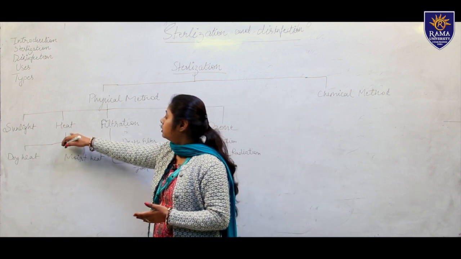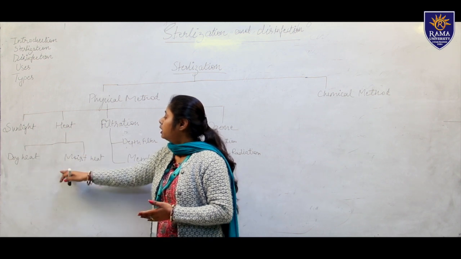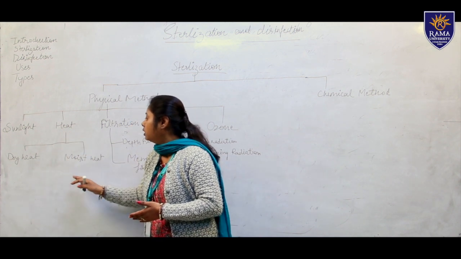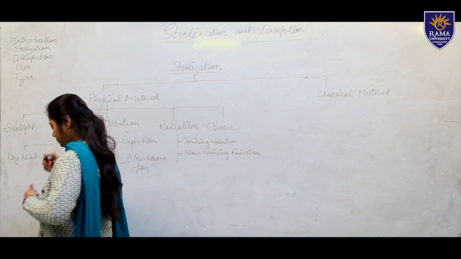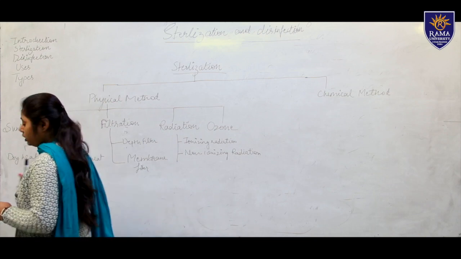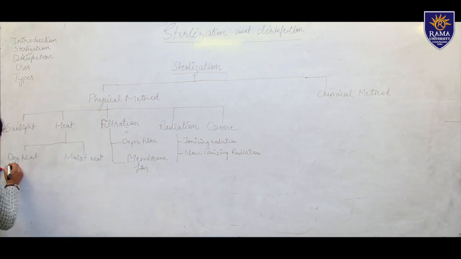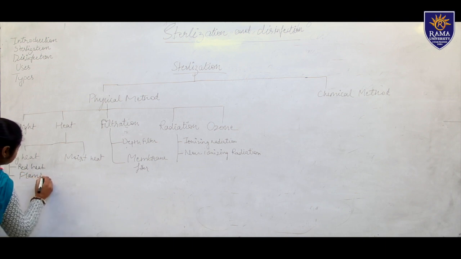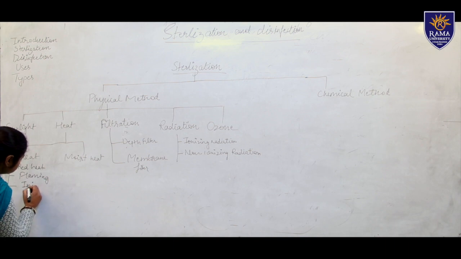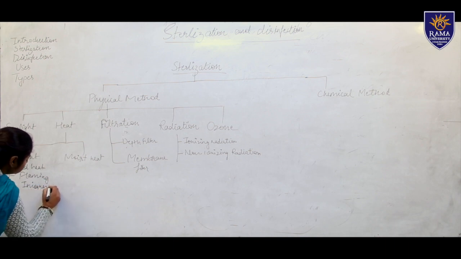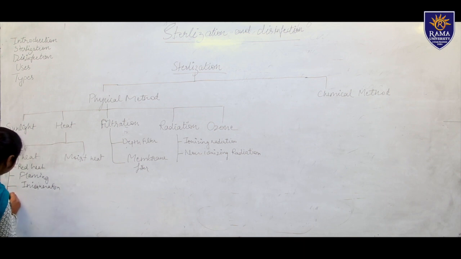The next topic is heat. There are two types of heat: dry heat and moist heat. In dry heat, there are many processes which we use. First is red heat, second is flaming, third is incineration, and fourth is hot air oven.